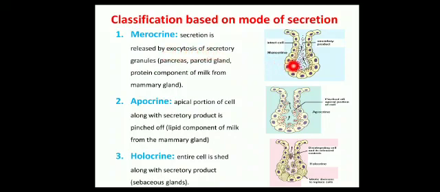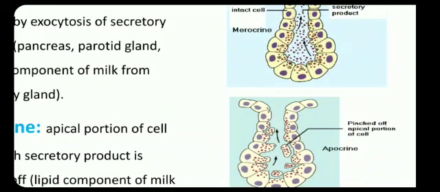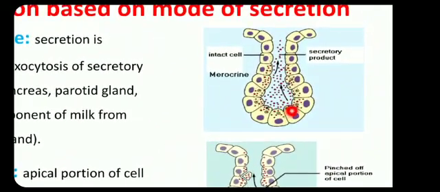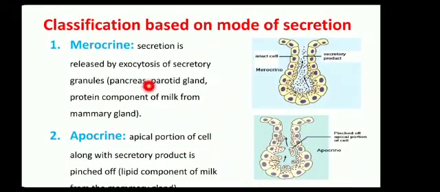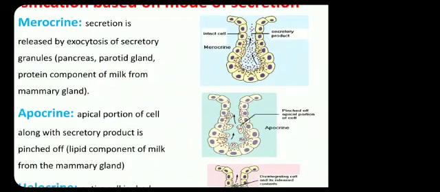In this diagram, the merocrine glands. In the merocrine glands, you can see that these are vesicles present in the apical surface of the cells, and the secretions in this cell are poured into the lumen by exocytosis. Through the process of exocytosis, the secretions go out of the cell. For example, pancreas, parotid gland, and the protein component of the milk from the mammary gland.